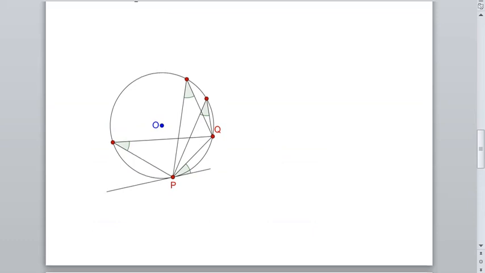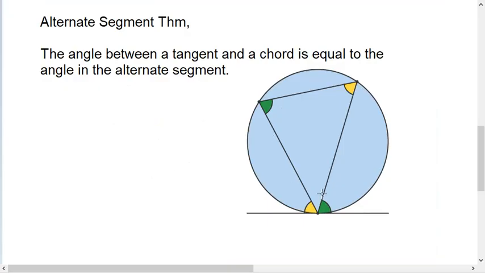So what does this alternate angle theorem say? It says the angle between the tangent and the chord is equal to the angle in the alternate segment. It means this angle which is made by the tangent and the chord is equal to the angle of the alternate segment. See here, this is segment number 1 and this is the alternate segment. So this angle will be equal to this tangent and the chord angle.